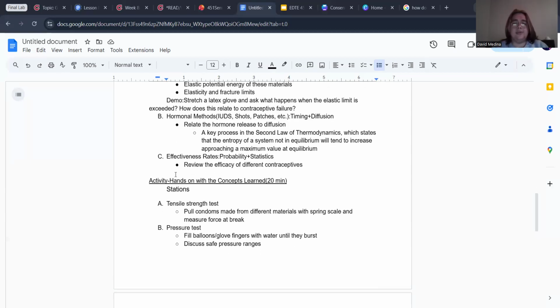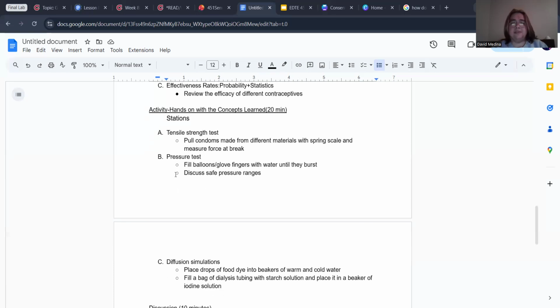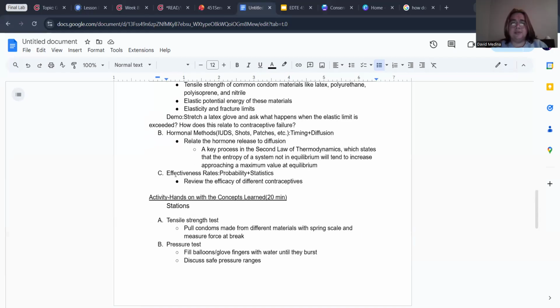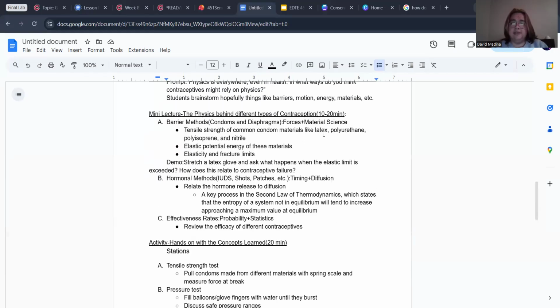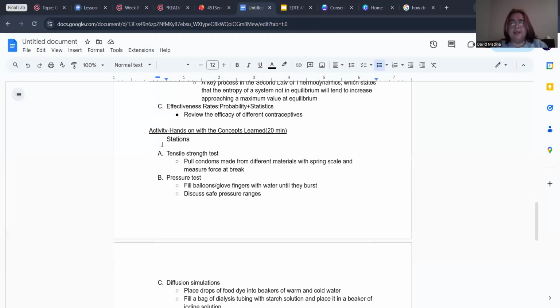And then we'd get into a hands-on activity where they are able to experiment with the different types of condom materials. I believe I labeled them up here. Yes, latex, polyurethane, polyisoprene, and nitrile. I decided on a wide variety because those are the most common condom materials, right? And I would like them to be able to see and measure what their max stretching limit is and why we choose the materials that we do, like latex. It stretches a very good amount and it's relatively cost effective, right?